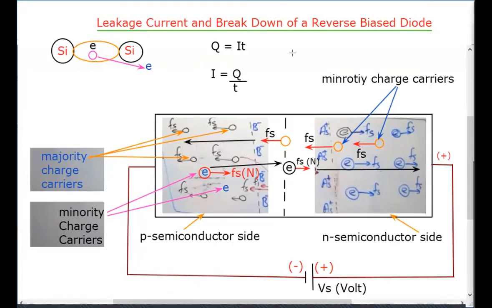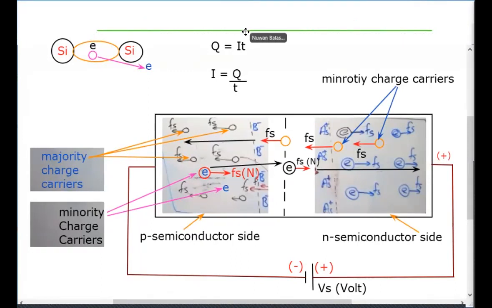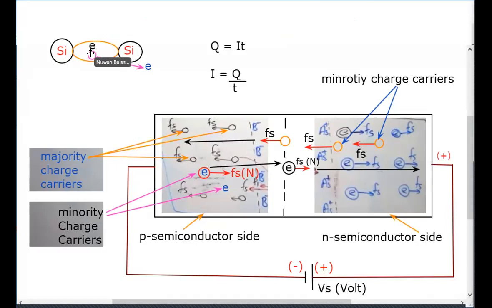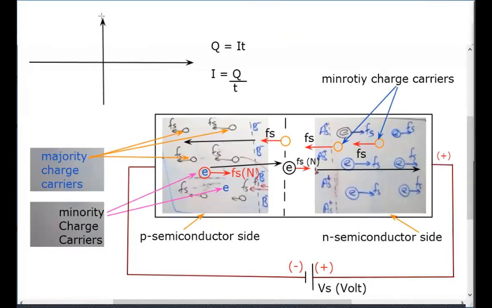So what will be the shape of the graph which shows the variation of the current with the voltage? That's what we are going to learn now. I should erase these things because I want some space to draw. If I draw a graph between the supply voltage, VS, and the current flowing through the circuit.